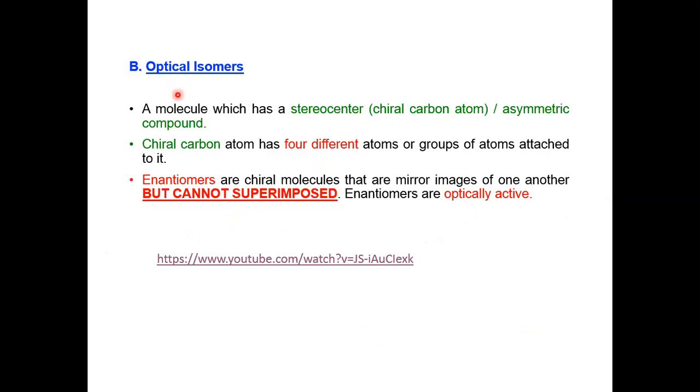Optical isomer. A molecule which has a stereocenter, chiral carbon atom, or asymmetric compound. A chiral carbon atom has 4 different atoms or groups of atoms attached to it. Enantiomers are chiral molecules that are mirror images of one another but cannot superimpose. Enantiomers are optically active. So I will give you the link of a YouTube video so you can understand more about these optical isomers, because this needs to be seen in 3D to be understood. So later on I will show you this video.